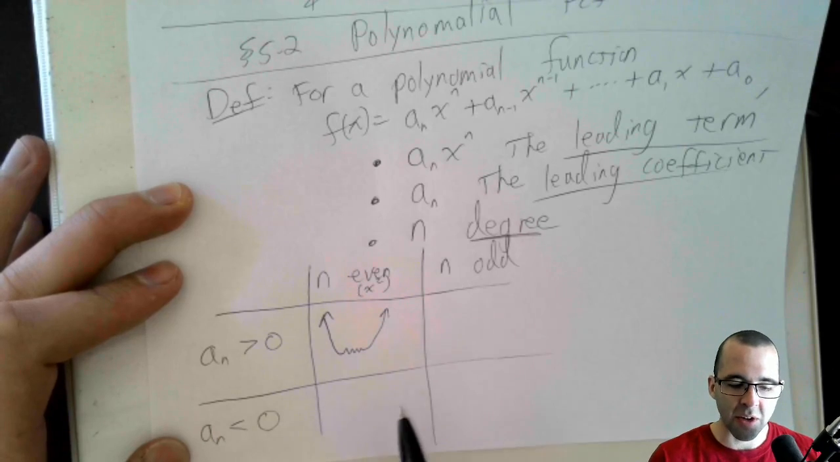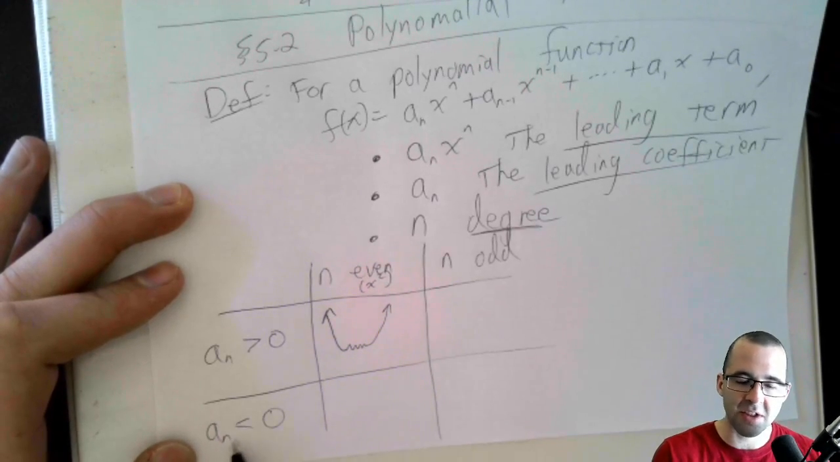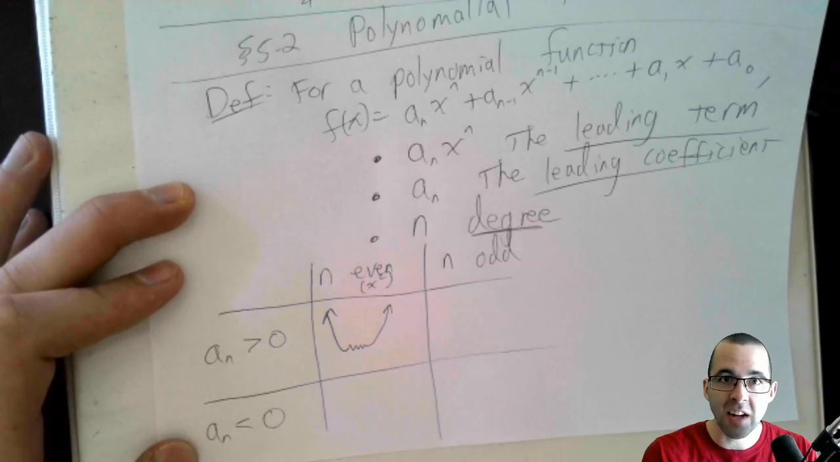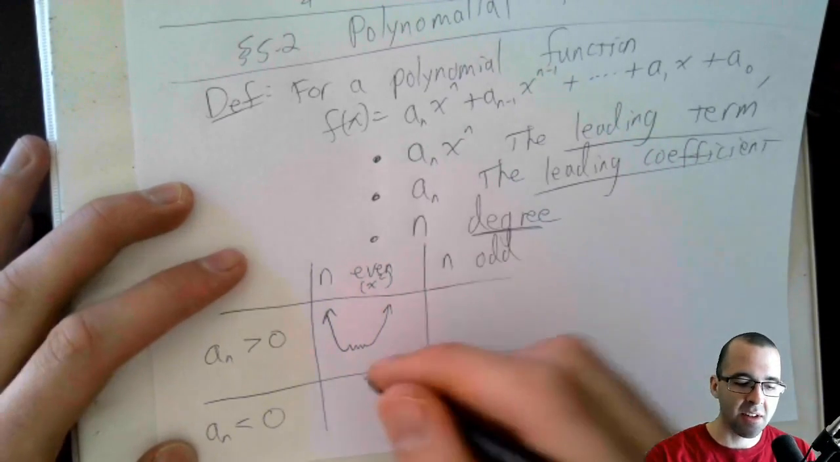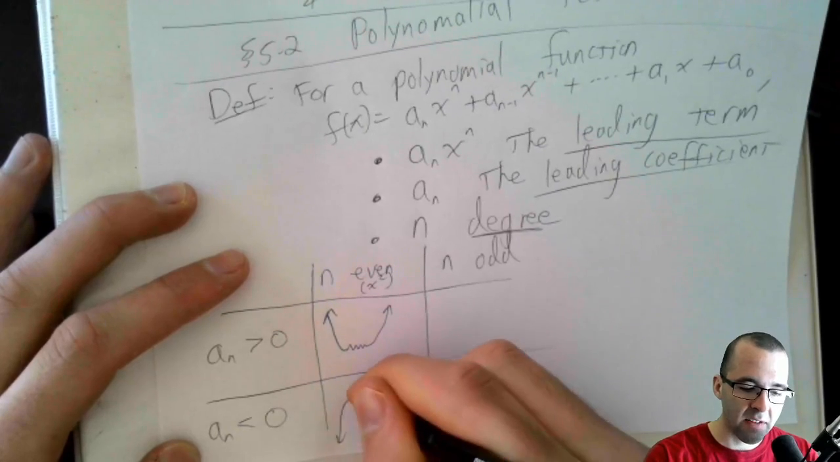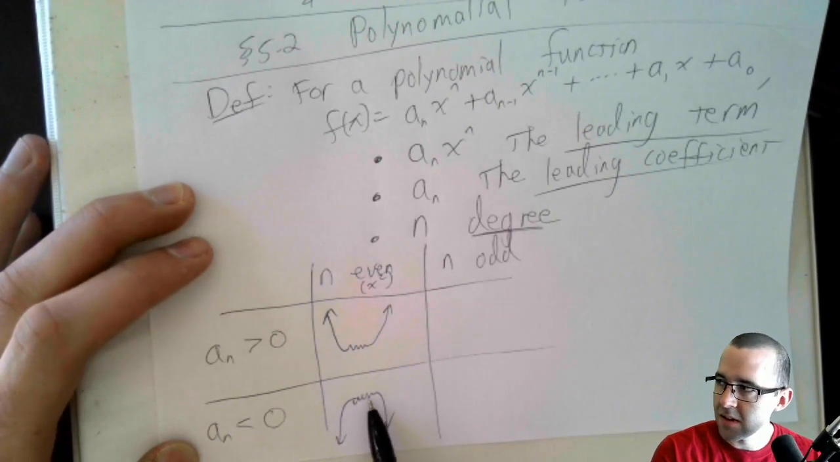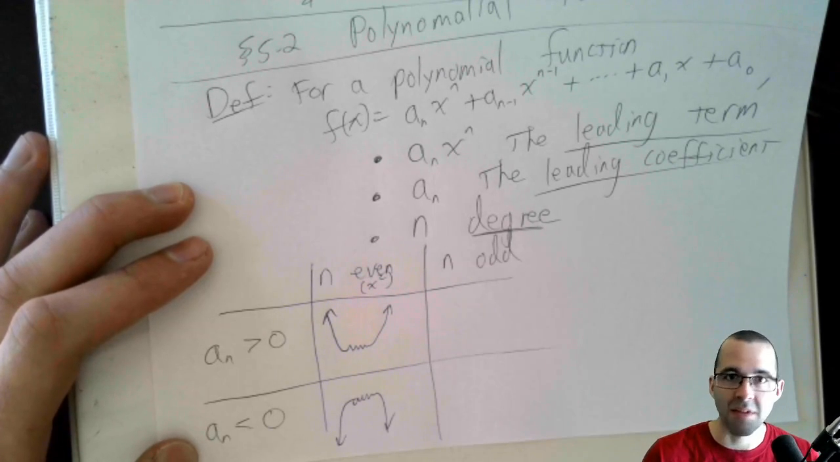So I know all of you have a good guess of what happens if you have the same situation, but the leading coefficient's negative. Think back to function transformations. You make it negative, it flips it upside down. All right. So it might look like something like this. We don't know what happens in the middle. But we know at the ends, it's plummeting to the depths of the earth.